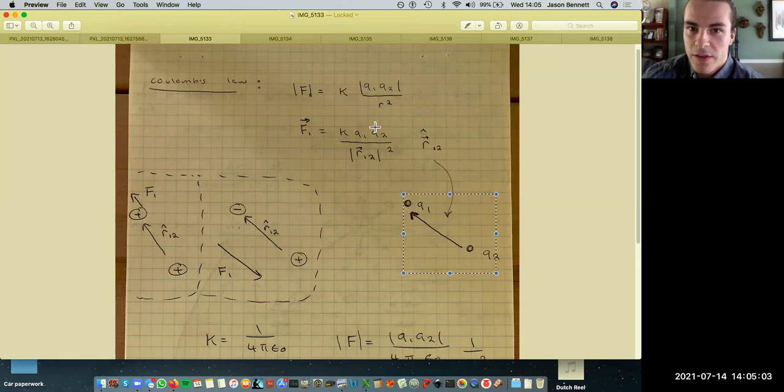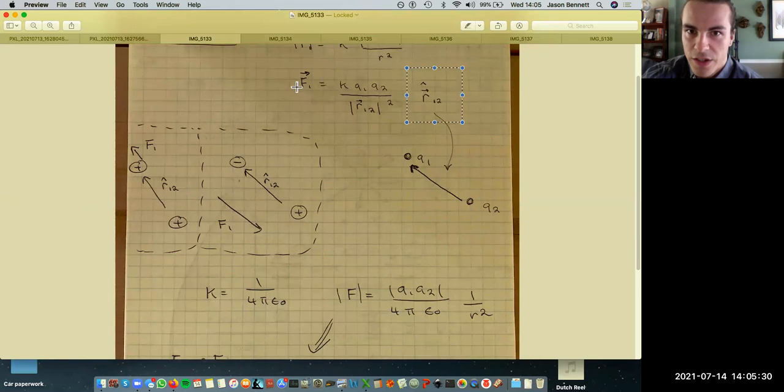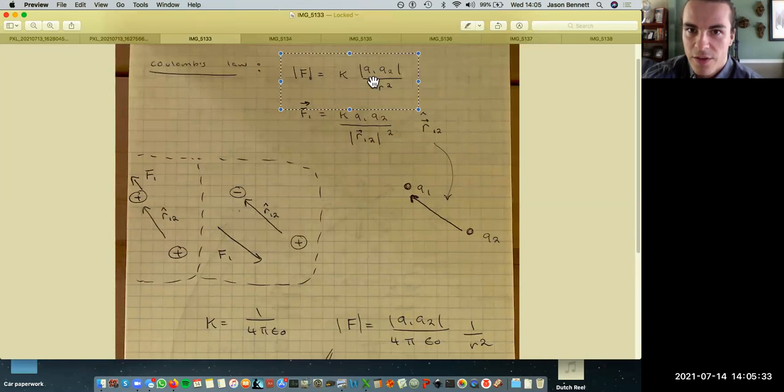Then it depends on the charge of the particular particles. So for instance, if one of them is positive and one of them is negative, now your F is negative because this is negative and that's positive. And so your force vector would point in this direction, which is opposite of this R12 vector. But it's kind of pedantic for our purposes. We can just use this and think, okay, like charges repel and opposite charges attract.